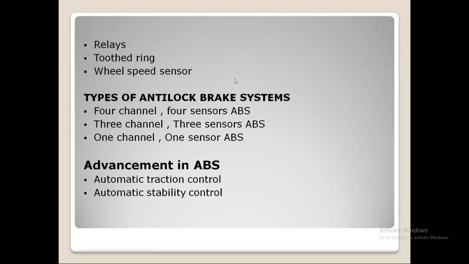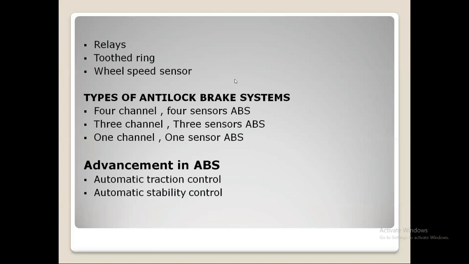Another is the 1-channel, 1-sensor ABS. This is commonly used on pickup trucks with rear wheel ABS. It has only one valve which controls both the rear wheels, and one speed sensor located in the rear axle. So now we go to the advancements in the ABS.